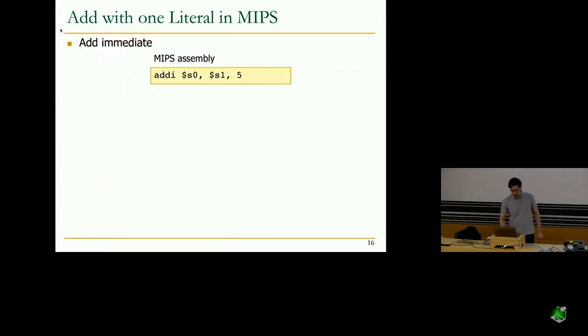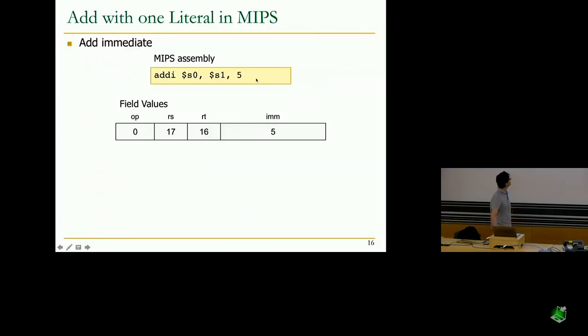Observe that here the mnemonic is different. It's not add, as it was the add instruction with 2 register operands. Here it is addi. The I obviously means immediate. These are the field values, and these are the semantics.